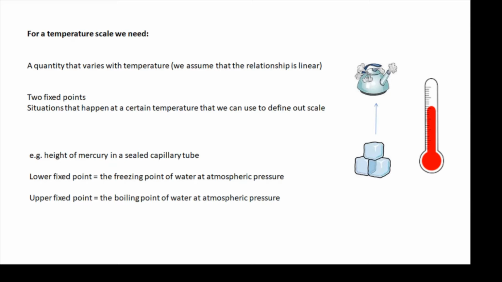For example, with the height of mercury in a sealed capillary tube, our lower fixed point we say is the freezing point of water at atmospheric pressure, and we call that 0. And then our upper fixed point is the boiling point of water at atmospheric pressure, and we call that 100. So our scale goes from 0 to 100, and we divide it up into 100, and that's basically the centigrade scale.